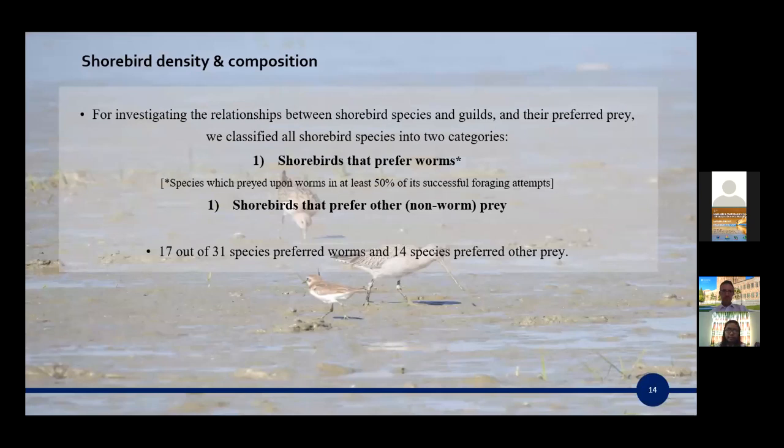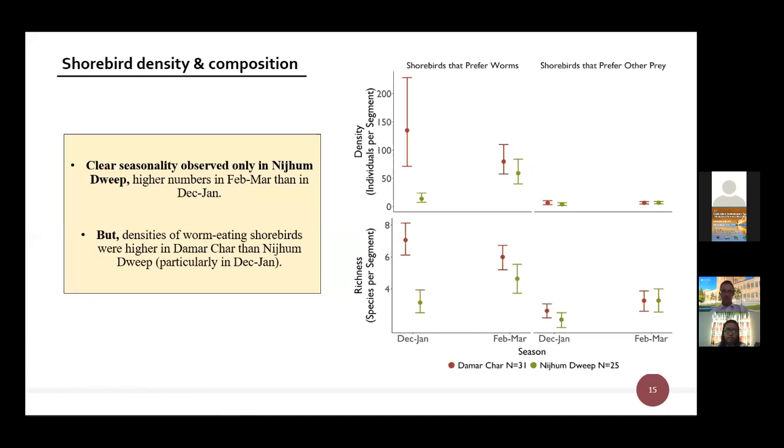For investigating the further relationship between these species and their preferences, we classified all shorebird species into 2 categories: shorebirds that prefer worms, and shorebirds that prefer non-worms. 17 out of 31 recorded species preferred worms, and 14 species preferred other prey. We did not find any clear seasonality on Nichundik, and numbers were higher in February and March 2022 than in December 2019 to January 2022.